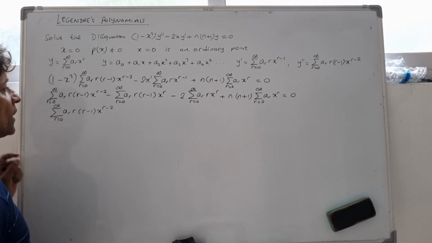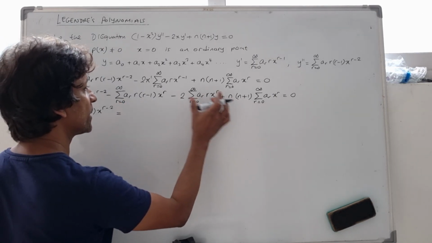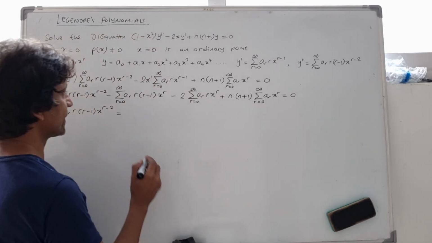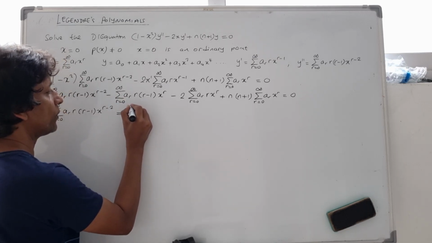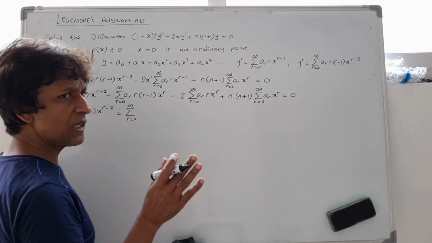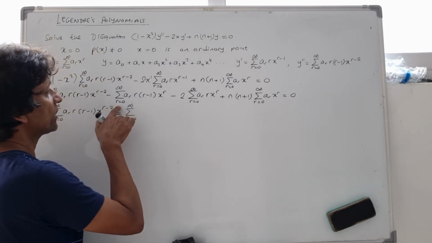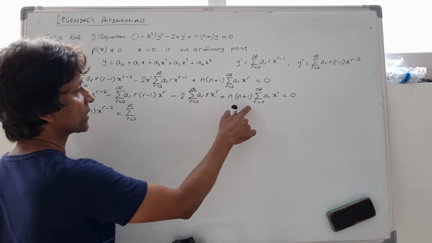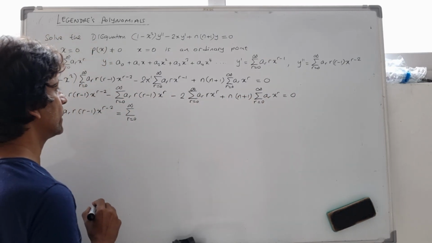Right, so the next stage, I'm going to take all of this expression here and send it to the right-hand side. So if I do that, summation going from r equal to 0 to infinity. At the same time, I can also factorize the summation, a_r x^r. Very good.